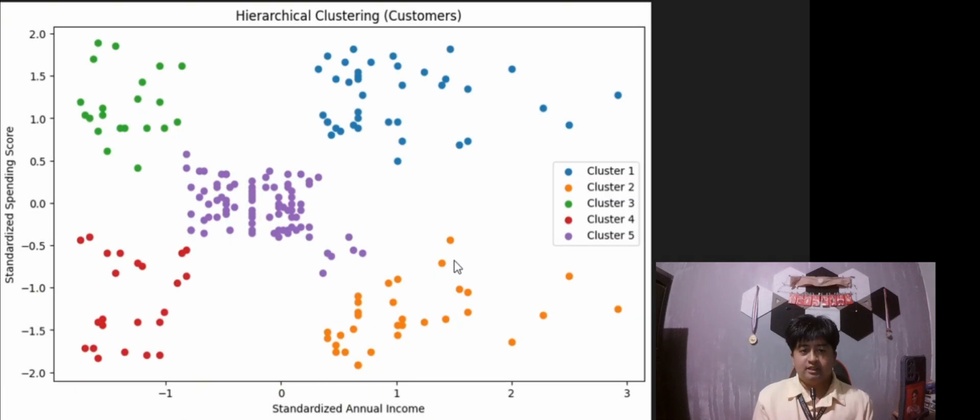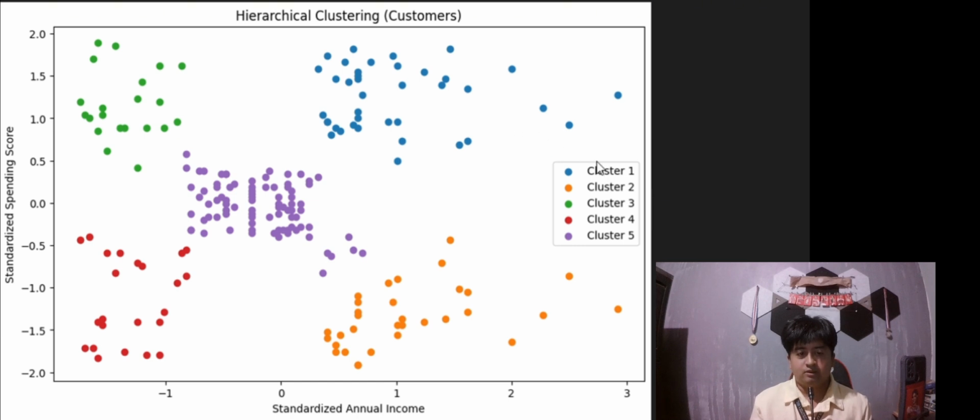Now that we've looked at the dendrogram, let's examine the resulting customer clusters more closely using this scatter plot. This plot represents the standardized annual income on the x-axis and the standardized spending score on the y-axis. Each point corresponds to an individual customer, and they are grouped by color based on the clusters identified from our hierarchical clustering analysis. We have 5 distinct clusters as indicated by the legend.